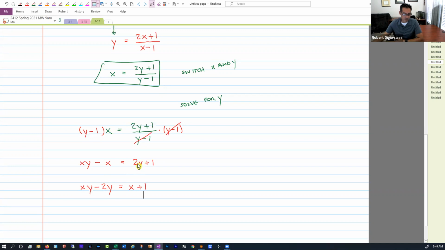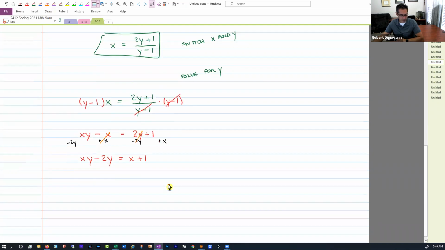So I moved this 2Y to the other side, which made it minus 2Y. So technically what I did is I subtracted 2Y on both sides, right? And then I got rid of the X on the left-hand side by adding X here and then adding X to the right side. And when you do that, these cancel, those cancel, and you'll be left with the X times Y and then minus 2Y. And then here you'll have your X plus 1.